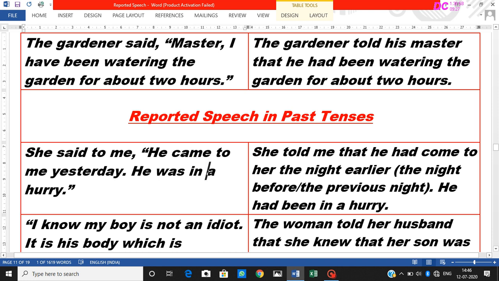So what do we do here? What will happen to this? As per rule number one, we have to change the past simple into past perfect. Now see, she told me that he had come. "He came" becomes "he had come" to her the night earlier. "Yesterday" becomes "the night earlier", "the night before", or "the previous night". Any one of these you can use. And then we said, he had been in a hurry. "He was in a hurry": "was" was past simple, and we changed it to past perfect, "he had been in a hurry".